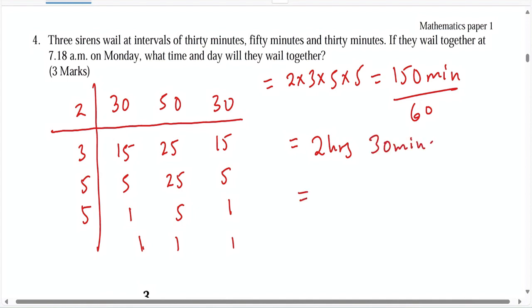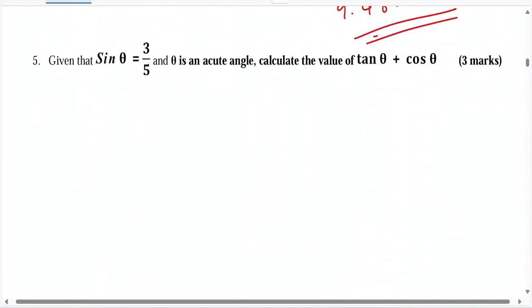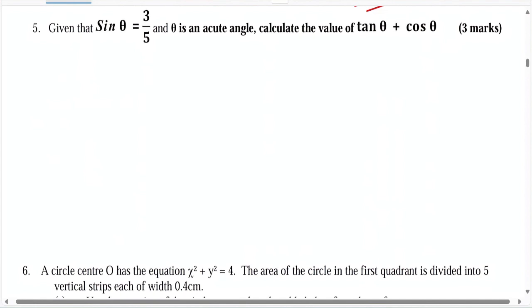So basically after that you take 7:18 a.m. add it to 2 hours 30 minutes, and at the end of the day itakupa 9:48 a.m. on Monday same, kwa sababu hujafika hata Tuesday. Sawa, hizo ni 3 marks za bure. Twende question 5.